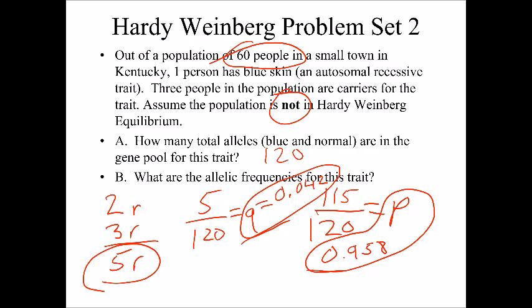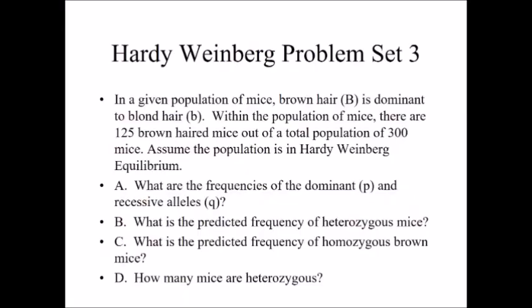All right, that's it. Here's problem 3. In a given population of mice, brown hair, big B, is dominant to blonde hair, little b. Within the population of mice, there are 125 brown-haired mice out of a population of 300. Assume the population is in Hardy-Weinberg equilibrium. A, what are the frequencies of the dominant and recessive alleles? That's P and Q. B, what is the predicted frequency of heterozygous mice? C, the predicted frequency of homozygous brown mice. And D, how many mice are heterozygous? So let's take a look and see if we can work this problem out.